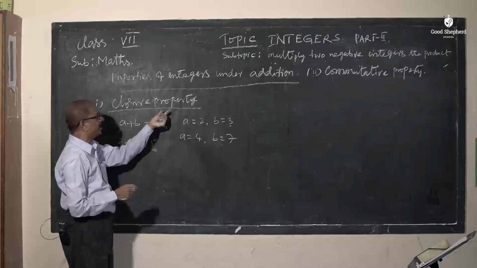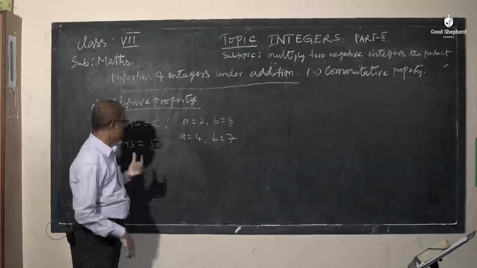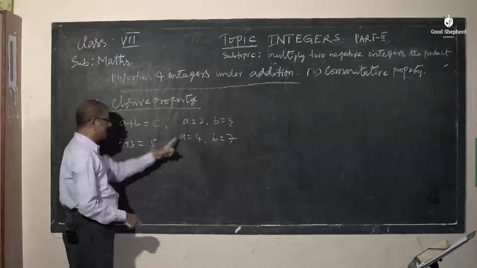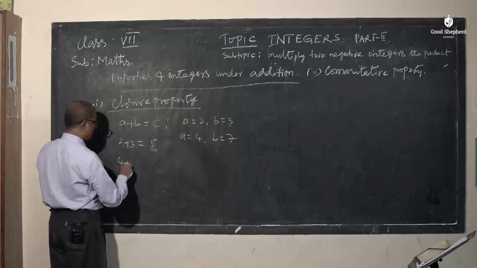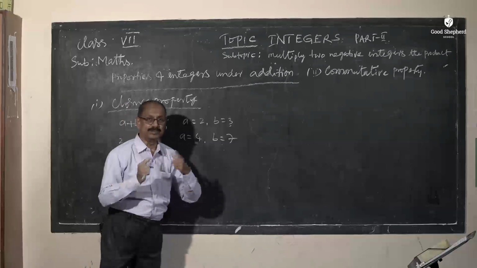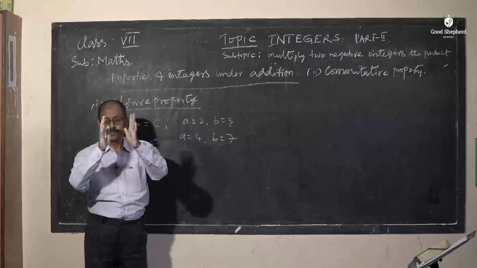So, under addition, the sum of any two integers is again an integer. If both are positive numbers, 2 plus 3 is 5, which is also an integer. Here, a is 4 plus 7, which is equal to 11. 11 is also an integer. So, the sum of two integers is an integer under addition. That is the closure property.